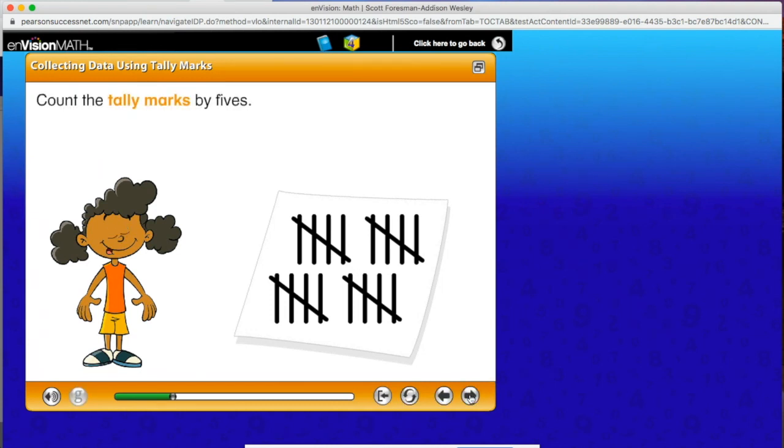Count the tally marks by 5s. Count out loud. 5, 10, 15, 20. How many tally marks are there? In all, there are 20. There are 20.